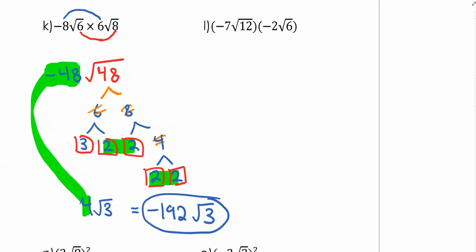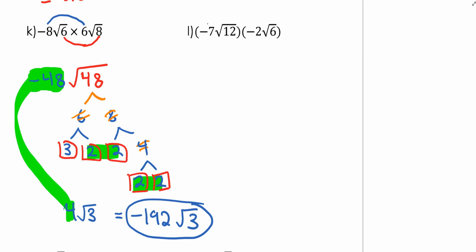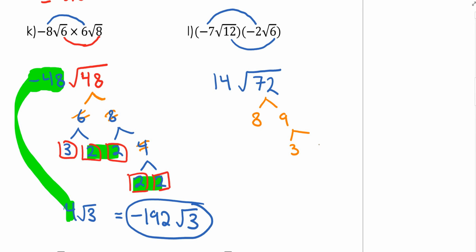All right, so for letter L, let's take this negative 7 times it with the negative 2. So that's going to give me a 14. And 12 times 6. 12 times 6 is going to be 72. After that, let's go ahead and break down the 72 into its prime factors. So 8 and 9. 9 is a little bit easier. That's going to be 3 and 3. 8 is going to be 4 times 2. And this 4 will be 2 times 2. After that, let's go ahead and box our prime numbers.